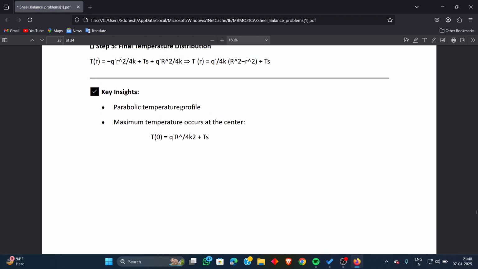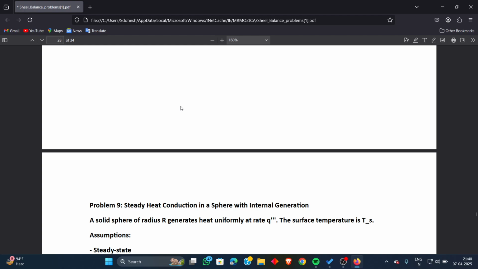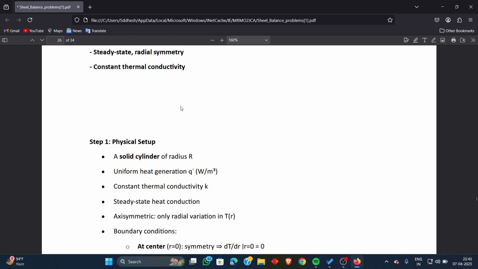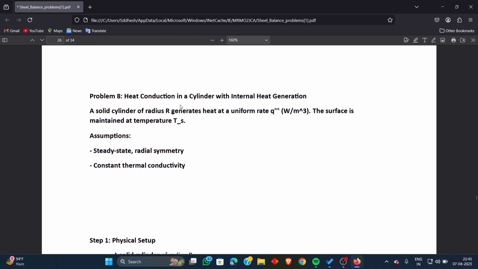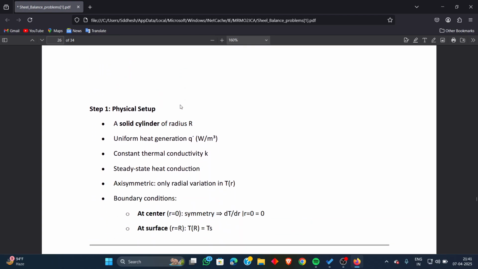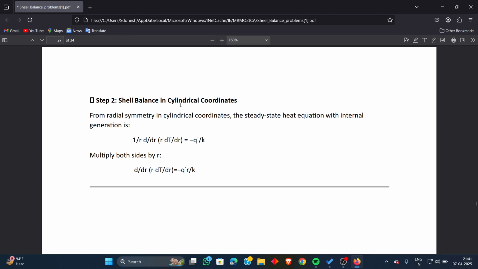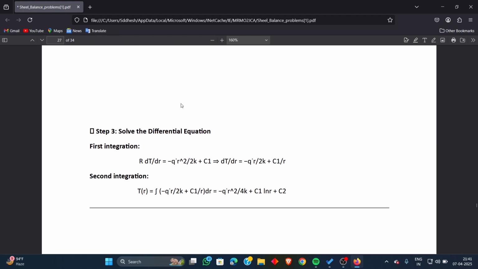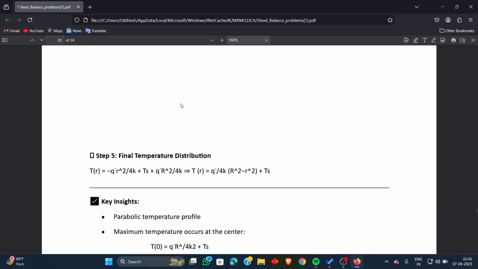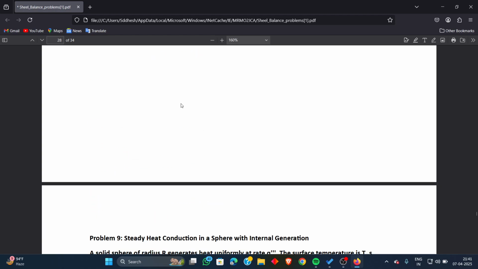In this problem, all the 5 steps are given nicely. We'll go through the steps and understand the question nicely. Heat conduction in a cylinder with internal heat generation. The physical setup is step 1. Step 2 is shell balance in cylindrical coordinates. Step 3, solve the differential equation. Step 4 is applying the boundary conditions. Step 5 is final temperature distribution.